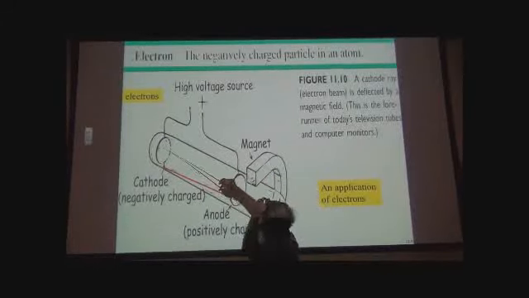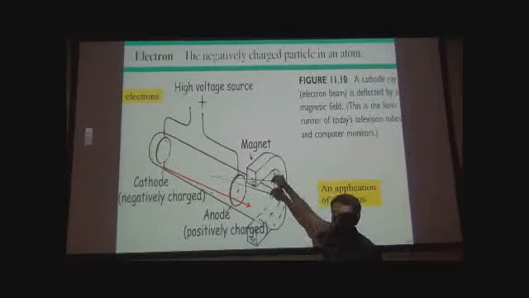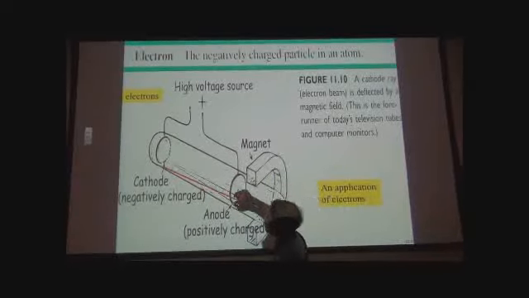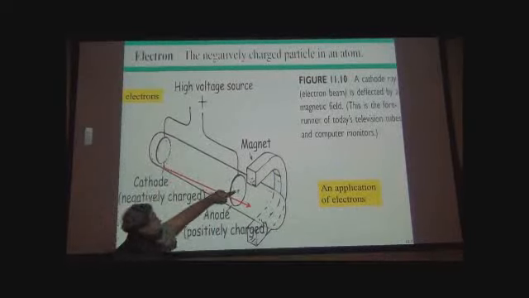What happens is, because this is inside a glass ampule or a glass tube that's evacuated, so you don't have air in it, electrons, now this red arrow is supposed to go from the center of this down through this hole.